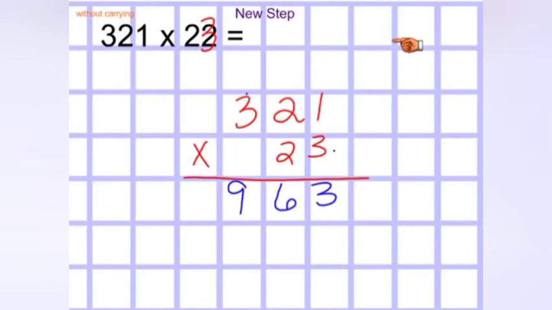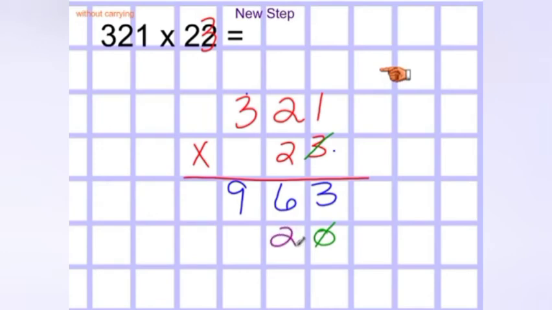Now what we're going to do is we need to cross out that 3 because we're done with it. Save the ones place holder down below and cross it out. And our next step now is to take the 2 and multiply it times these digits, a 1, a 2, and a 3 in the same order that we just did. Okay, so 2 times 1 is 2.